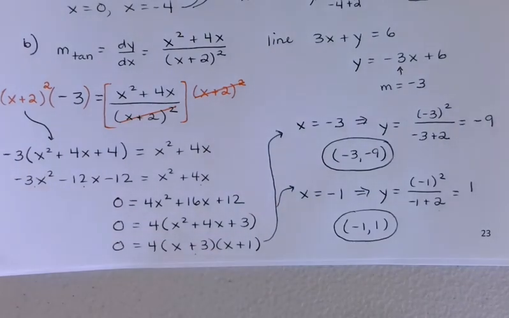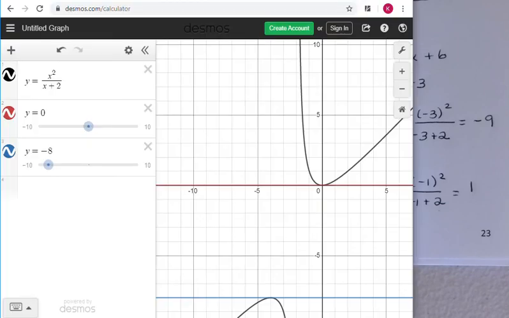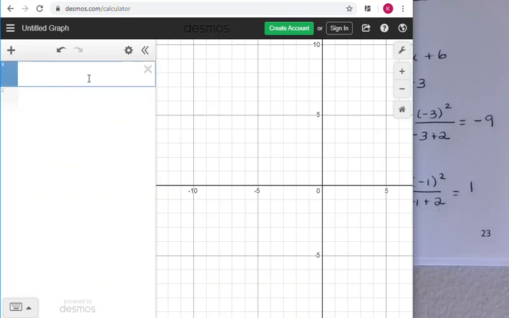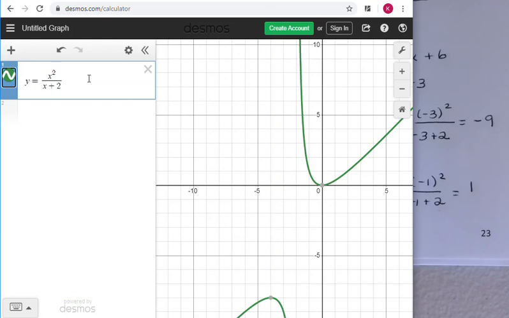is the other point. Now I don't actually have the equations of the tangent line. I wasn't even asked to find them, so I won't. But we should be able to just kind of eyeball this and make sure that it looks like what we expect it to. So let's do that. Back in my graph, I'm going to graph the original function, x squared over x plus 2. And then I'm also going to graph the parallel line. We wanted to know where this was parallel to 3x plus y equals 6.